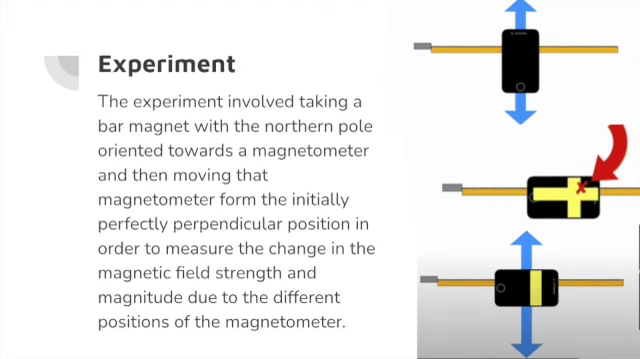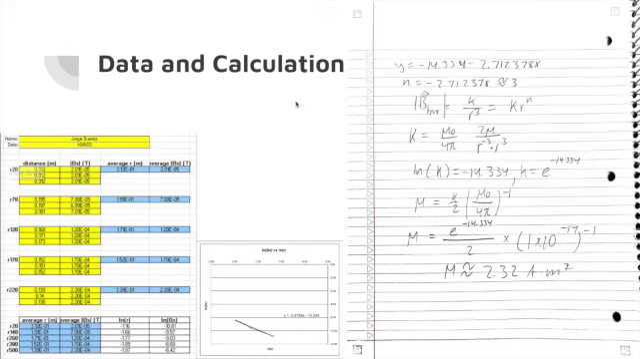Experiment. The experiment involved taking a bar magnet with the northern pole oriented towards a magnetometer and then moving that magnetometer from the initially perfectly perpendicular position in order to measure the change in the magnetic field strength and magnitude due to the different positions of the magnetometer. Data and calculation.